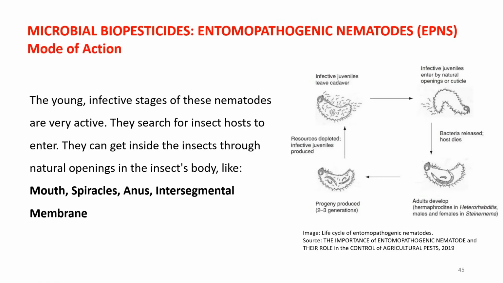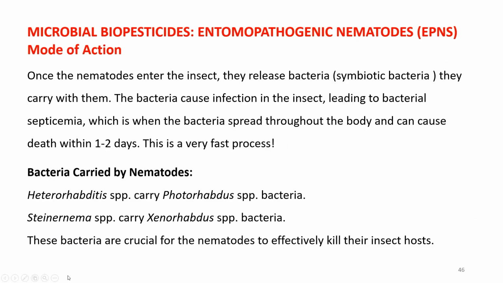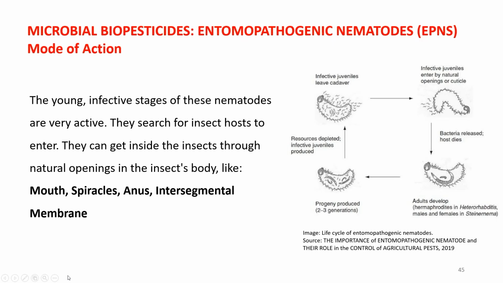So, what is the mode of action of these entomopathogenic nematodes? The young infective stages of these nematodes are very active. They search for insect hosts to enter. They can enter inside insects through natural openings in the insect's body like the mouth, spiracles, anus, intersegmental membrane. Once the nematodes enter the insect, they release bacteria, which are symbiotic bacteria which they carry with them. The bacteria cause infection in the insect, leading to bacterial septicemia, which is when the bacteria spread throughout the body and can cause death within 1 to 2 days. This is a very fast process.